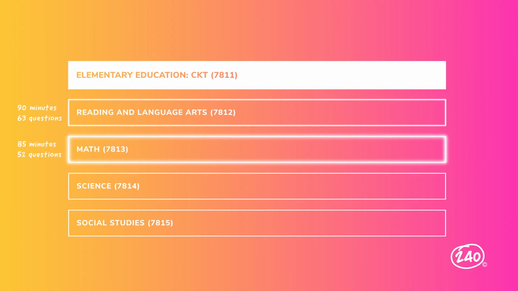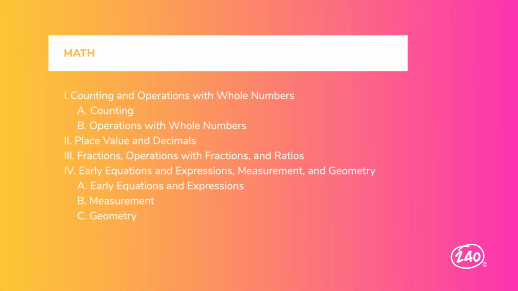Next up is math. The math subtest gives you 85 minutes to complete 52 questions. You may notice that's a little longer per question than ELA, since they're giving you time to actually do the math problems that are put in front of you. The math content standards are broken down into 4 categories: counting and operations with whole numbers, place value and decimals, fractions, operations with fractions and ratios, and equations, expressions, measurement, and geometry.